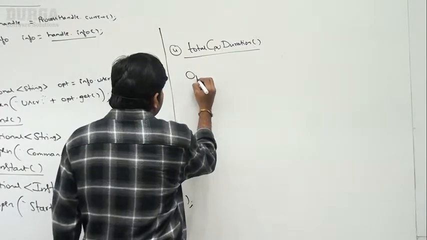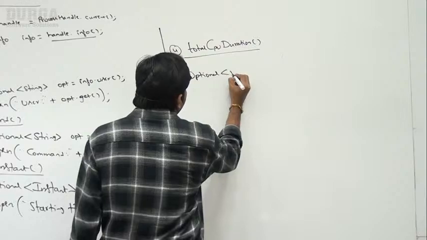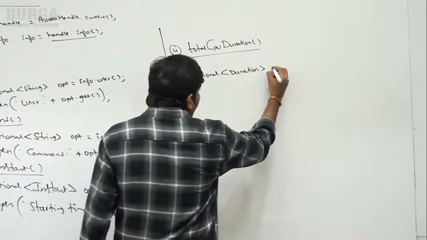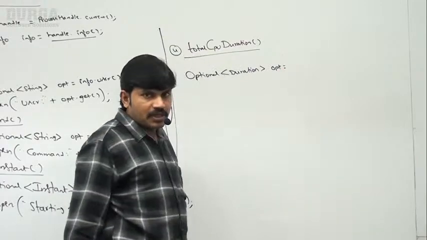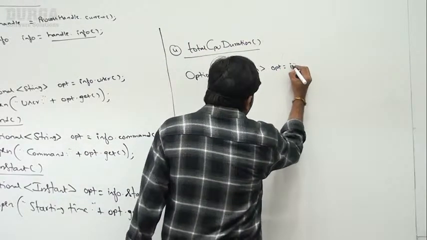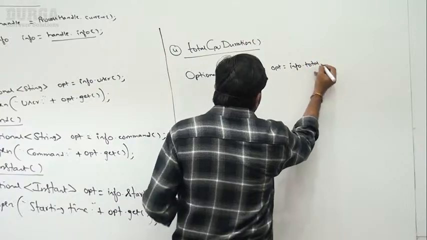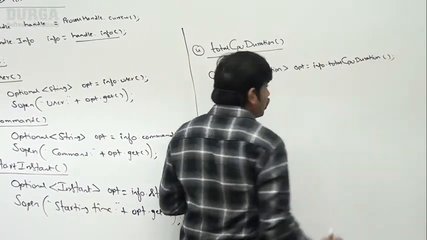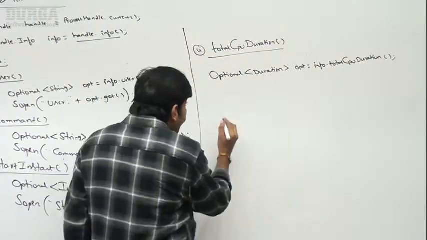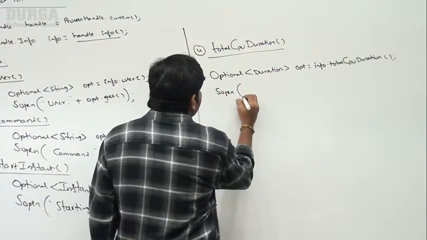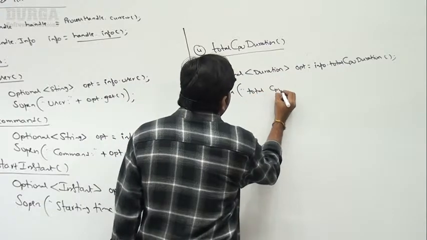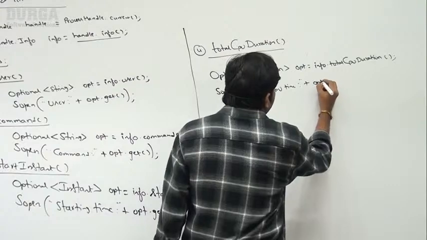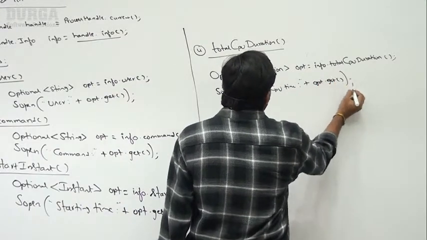Sir, how can you use Optional of Duration? Optional of Duration, OPT is equal to info dot total CPU duration. Info dot total CPU duration, right? Next, what do I have to take? System dot out dot println, total CPU time, total CPU duration used, right? Sir, very simple. OPT dot get is the method, right?